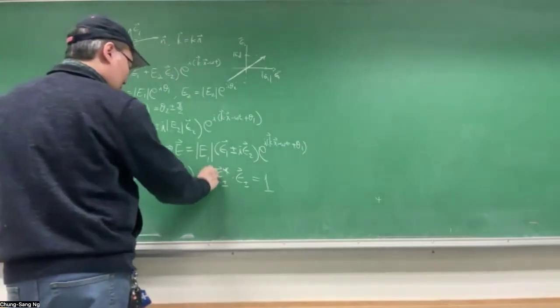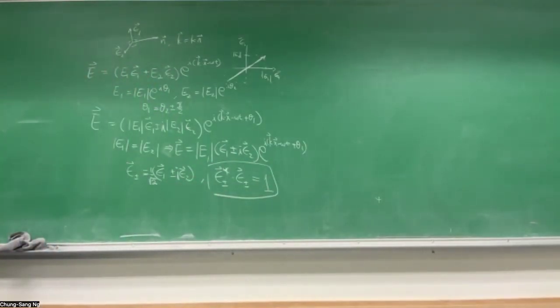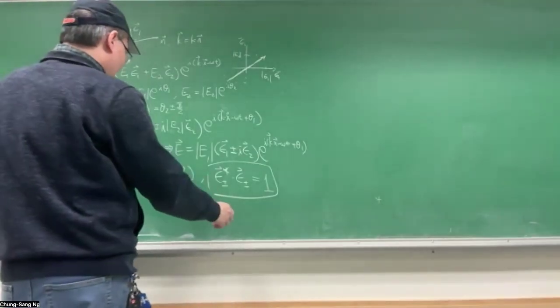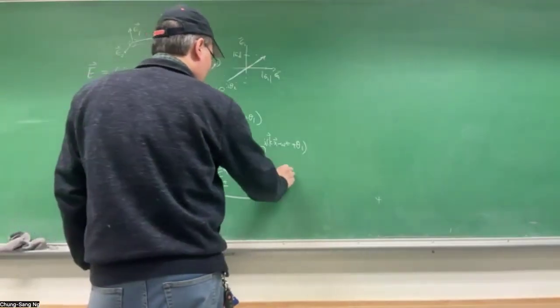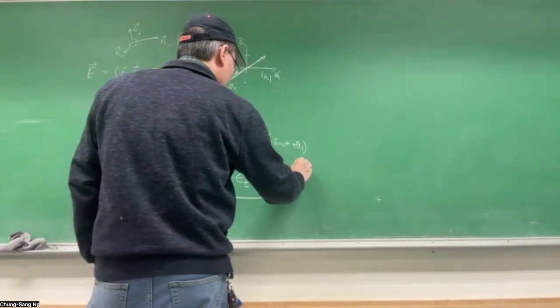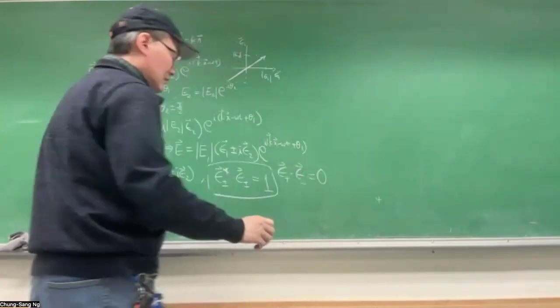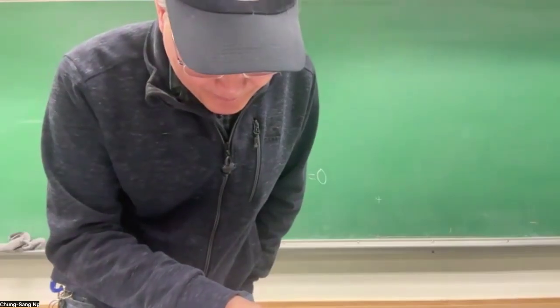So this is a normalized vector with the complex conjugate. And you can also check that epsilon plus dot epsilon minus, they are orthogonal. You can check it in a straightforward manner.